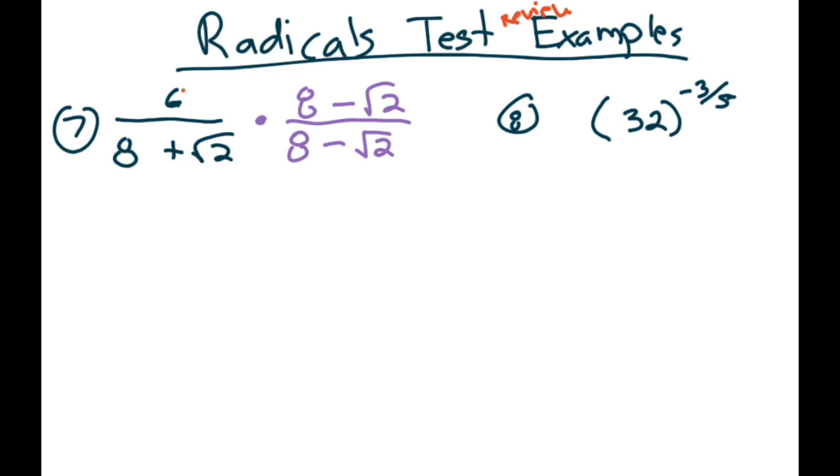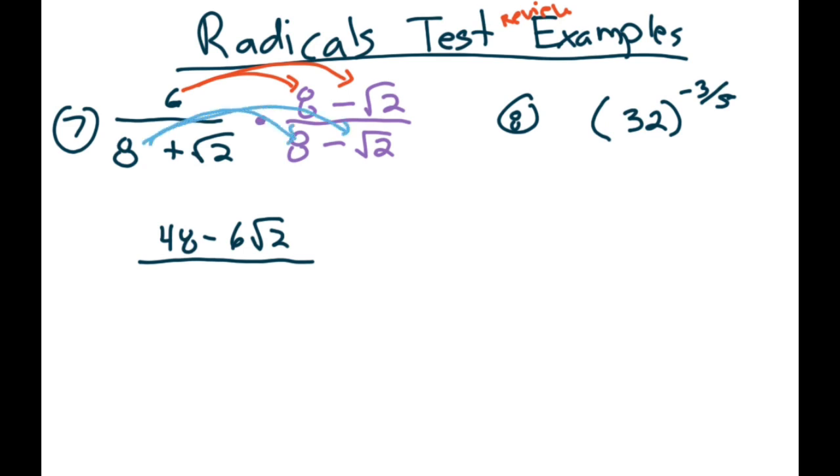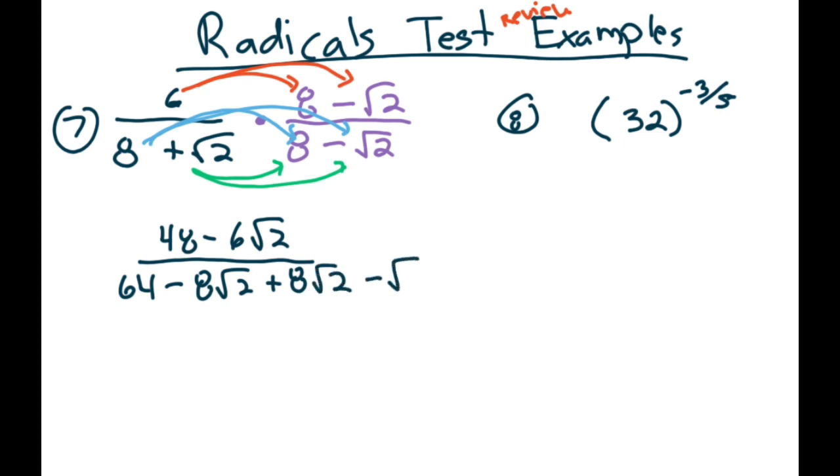And then we'll start distributing. So on the top, I'll distribute my 6 to each. So 6 times 8 is 48, minus 6 square roots of 2. And then on the denominator, I have to distribute the 8 to each first. So 8 times 8 is 64, minus 8 times the square root of 2 is 8 square roots of 2. And then distribute the positive square root of 2 to each. So this becomes plus 8 square roots of 2 minus the square root of 4.